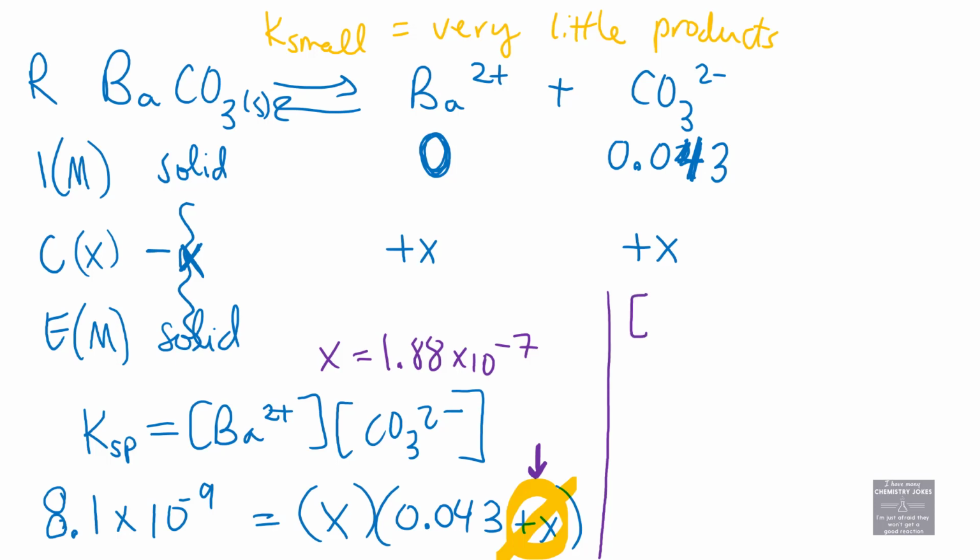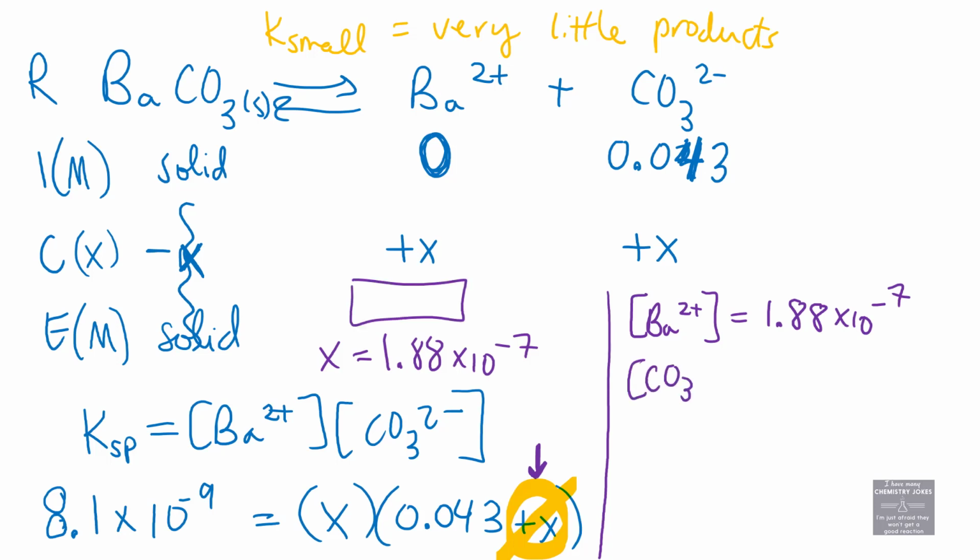So, if I fill in everything, my concentration of barium at equilibrium is now x, 1.88 times 10 to the negative 7. That's that number. My concentration of carbonate is officially 0.043 plus 1.88 times 10 to the negative 7. That's still going to round to 0.043. I should put molar because units. We care about units. Units. It says the concentration of everything.